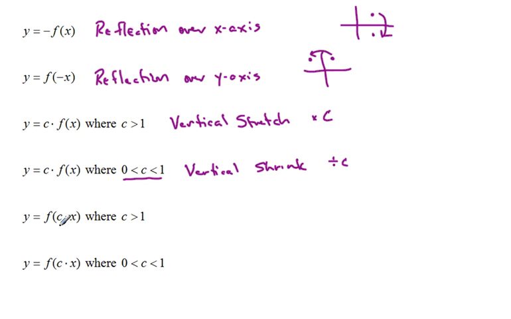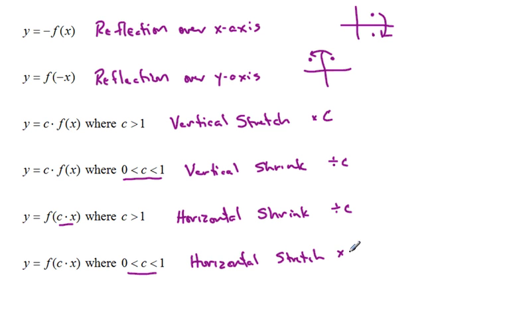In the next one, we're on the inside, and so this is going to be horizontal. But remember, what happens inside the parentheses is the opposite of what you would expect. So when we multiply by a big number, it's actually going to be a horizontal shrink, and we're going to divide by c. And here, when my number is between 0 and 1, I'm actually going to stretch it. And so that's going to be a horizontal stretch where we multiply by c.